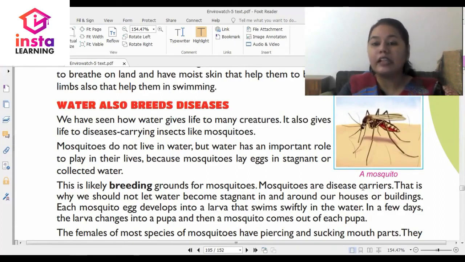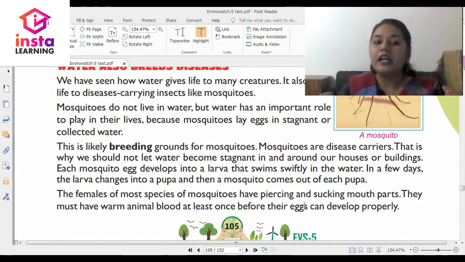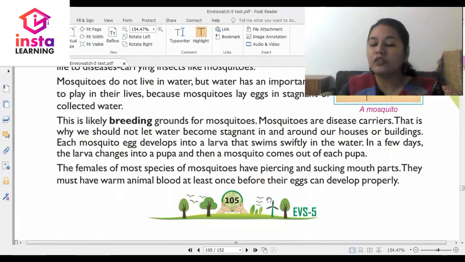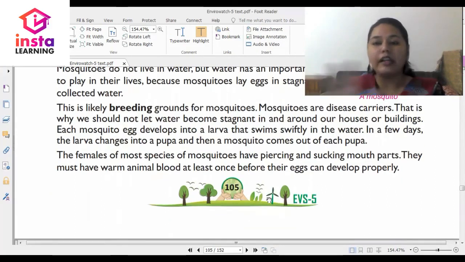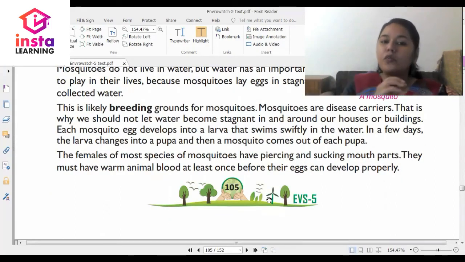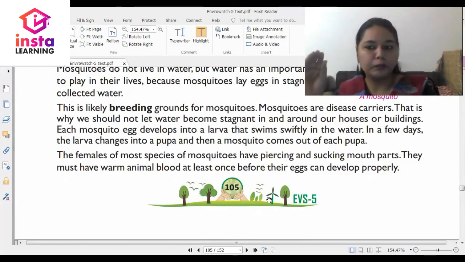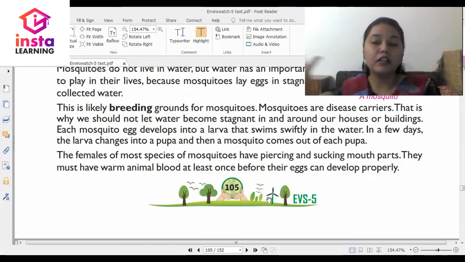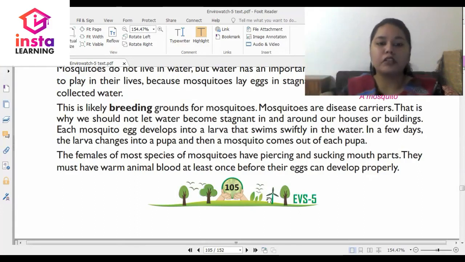Mosquitoes are disease carriers. That is why we should not let water become stagnant in and around our houses or buildings. Each mosquito egg develops into a larva that swims swiftly in the water. In a few days, that larva changes into a pupa, and then a mosquito comes out of the pupa. So this is the life cycle of a mosquito: an egg becomes a larva, then a pupa, and then the fully grown mosquito comes out of it.